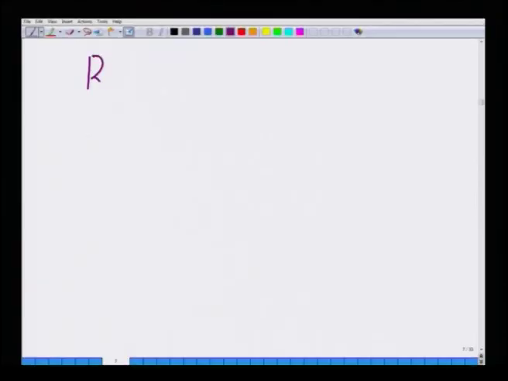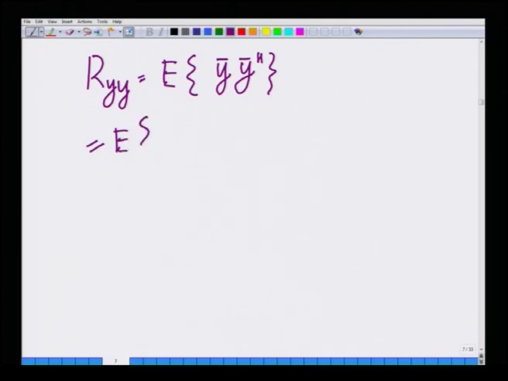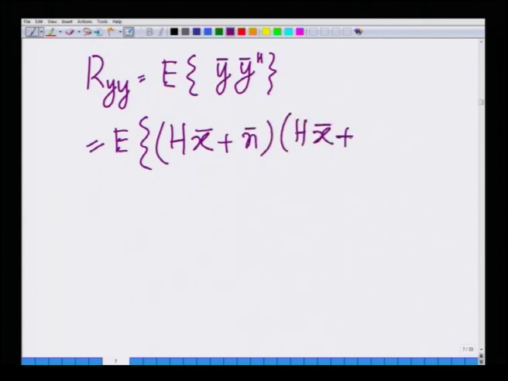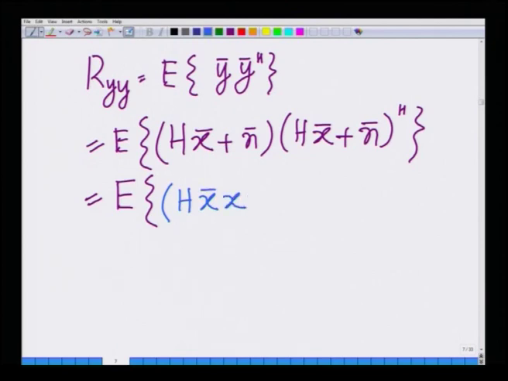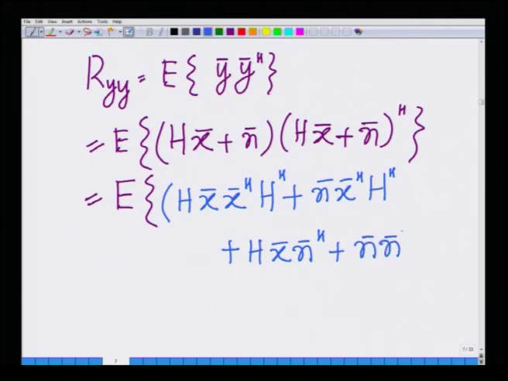For instance, now I want to derive Ryy, which is expected y bar y bar Hermitian, which is the same thing as expected (H x bar plus n bar) into (H x bar plus n bar) Hermitian, which is nothing but expected, let me write this down, H x bar x bar Hermitian H Hermitian plus n bar x bar Hermitian H Hermitian plus H x bar n bar Hermitian plus n bar n bar Hermitian.